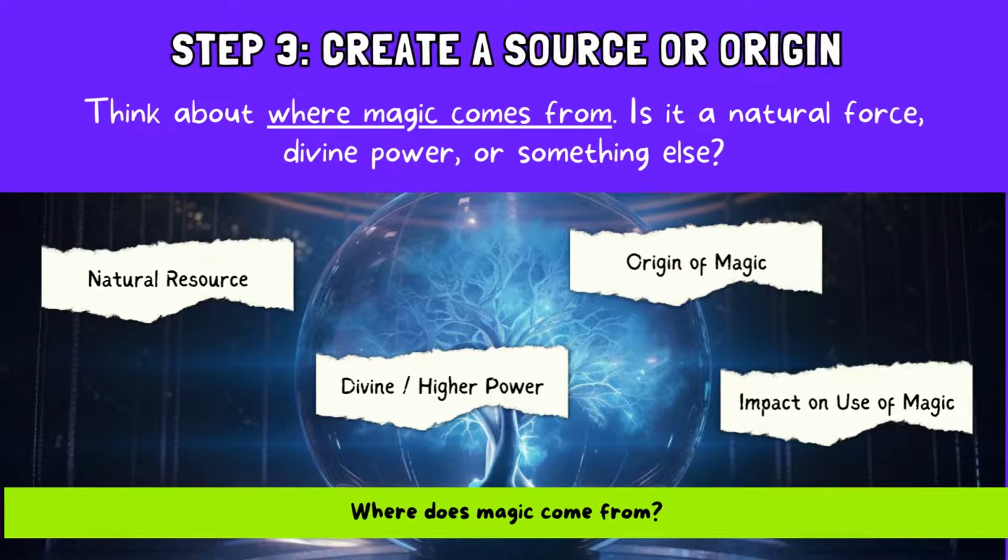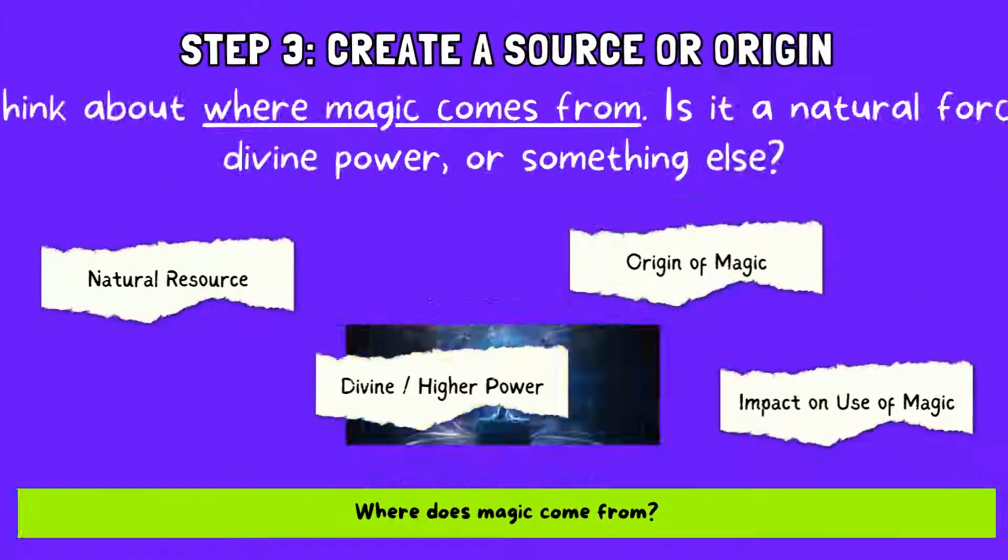Step 3. Think about where magic comes from. Is it a natural force, divine power, or something else? The source can influence the nature of magic and how it's used. A divine source may make magic seem sacred. A natural source makes it more ordinary. Think about how your origin influences these dynamics and the personality of the magic system.